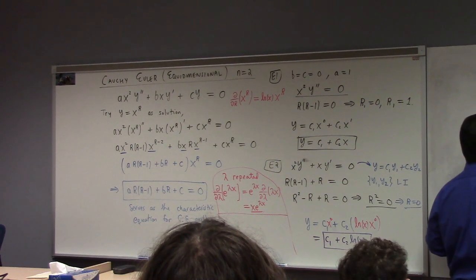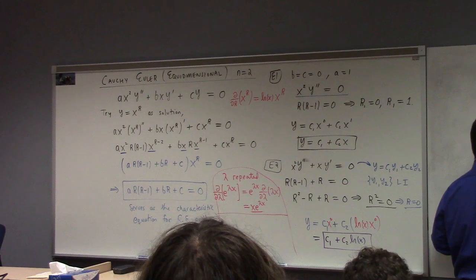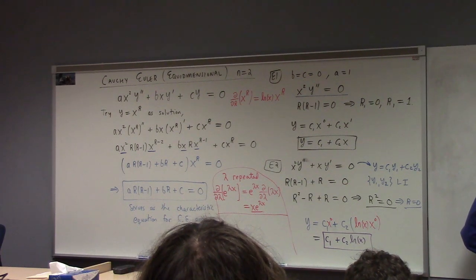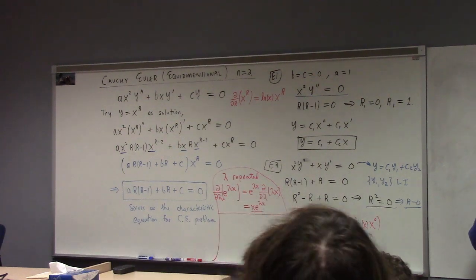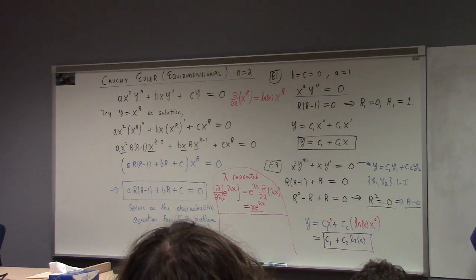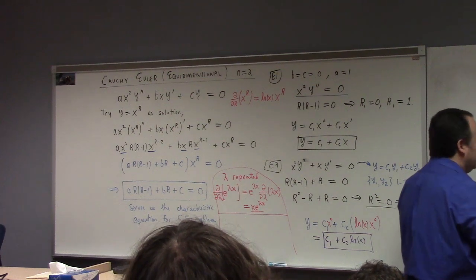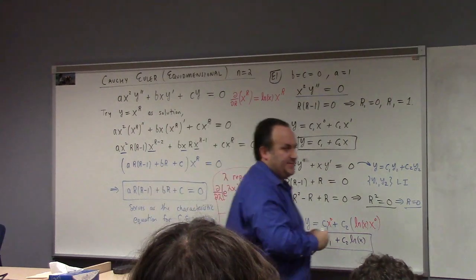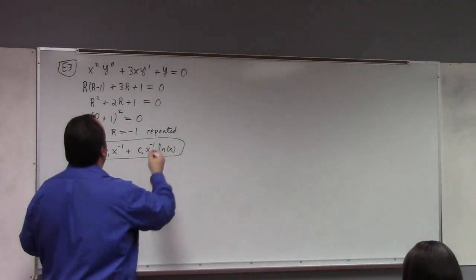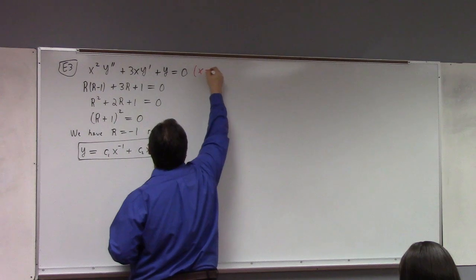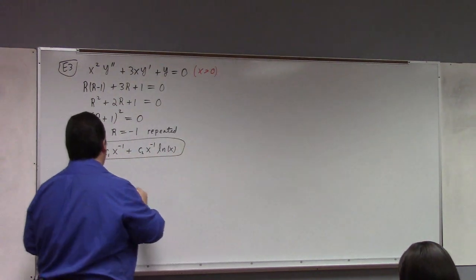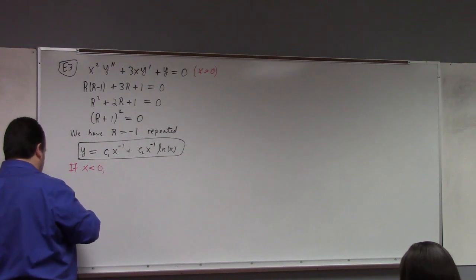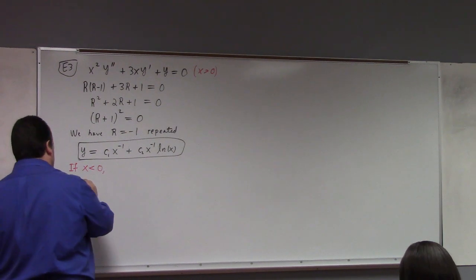So therefore, following my last example, we get y equals c1 x to the minus 1 plus c2 x to the minus 1 times the natural log of x. I guess I should mention, I'm assuming a certain context here, which is that x is positive. Same for my last example. If x was less than 0, then the solution is the following.